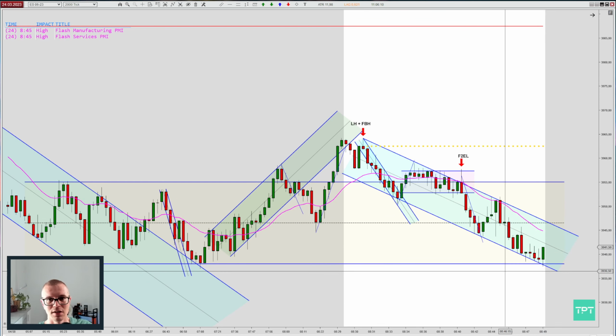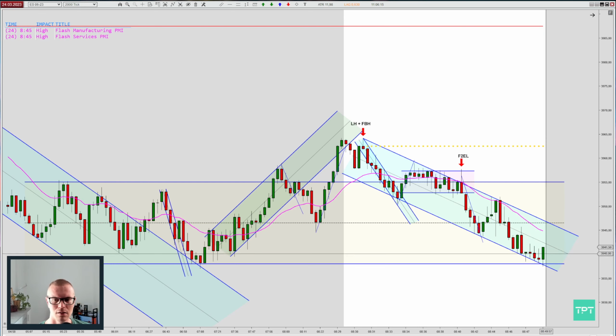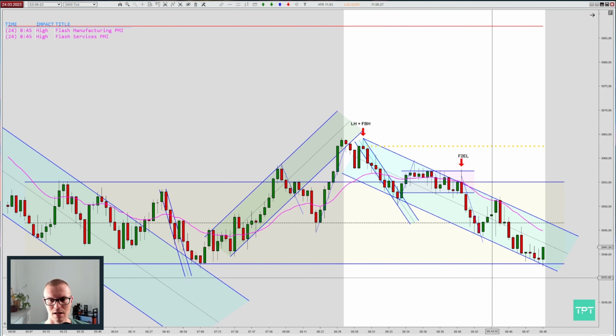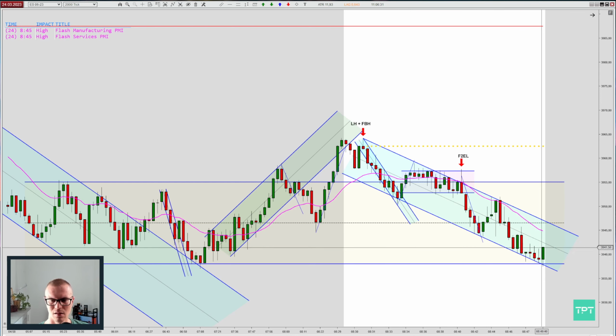Usually I would like to see more confirmation before taking a long here, because last time this support was tested was 7 in the morning. Now it's like 8:50, something like this, and in the meantime we were not testing this support. So not liking to take a long here just now.